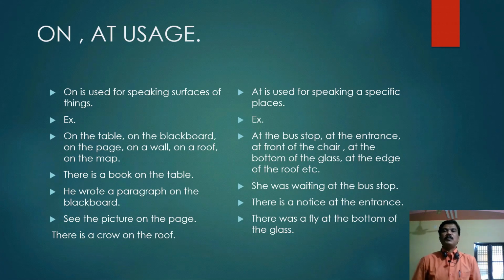"At" is used for speaking of specific places. Example: at the bus stop, at the entrance, at the front of the chair, at the bottom of the glass, at the edge of the roof, etc. She was waiting at the bus stop. There is a notice at the entrance. There was a fly at the bottom of the glass.